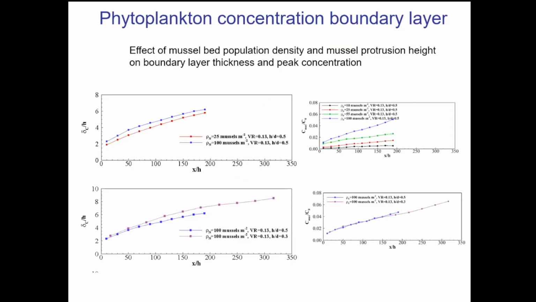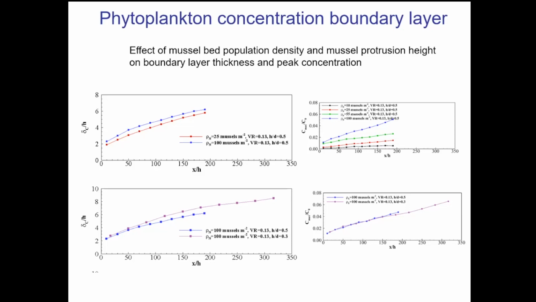So in order to do that, we are looking here at the width of the boundary layer and also the variation of the maximum concentration along the streamwise direction. So you can see, for example, that if we are varying the protrusion length of the mussel, the Cmax basically is not affected. But if we increase the density of the mussel bed, Cmax increases. This is expected because you have more mussel per square area. But you can also see that the rate of increase of Cmax in the streamwise direction is also increasing monotonically with increasing mussel density.